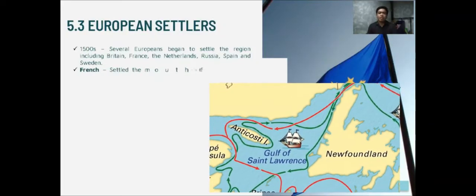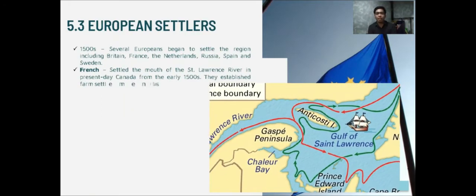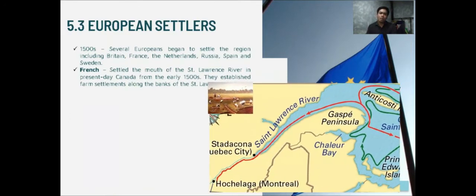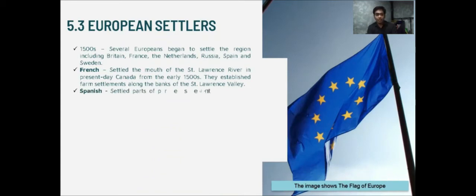The French settled the mouth of the St. Lawrence River in today's Canada in the early 1500s. Farm settlements were established along the banks of the St. Lawrence Valley. Spanish settled parts of present-day Colorado, California, Arizona, Mexico, Texas, Florida, and Carolina.